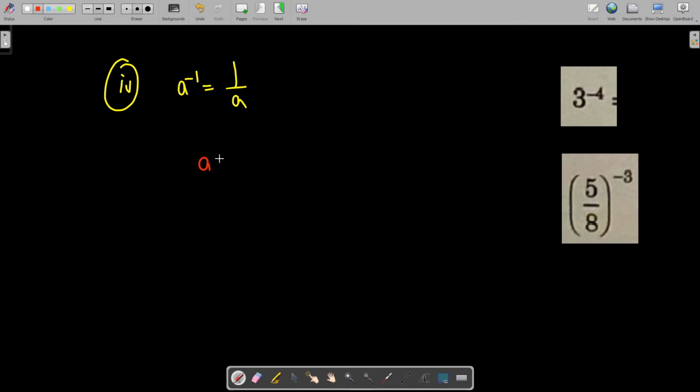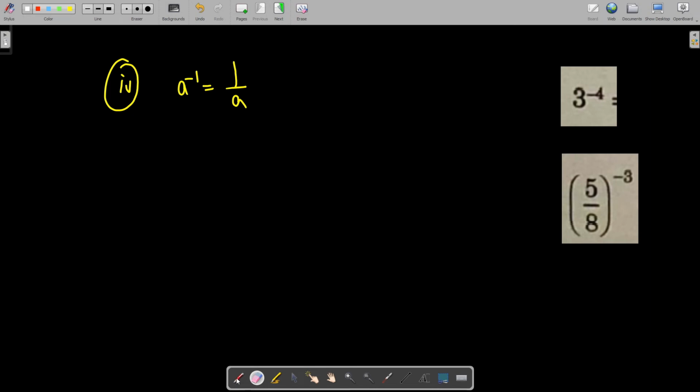That means if a to the power minus 2, that simply means it's 1 by a square. Okay, now let's take the first question. It's given 3 to the power minus 4. So what will be the answer? It will be simply 1 divided by 3 to the power 4. Easy.